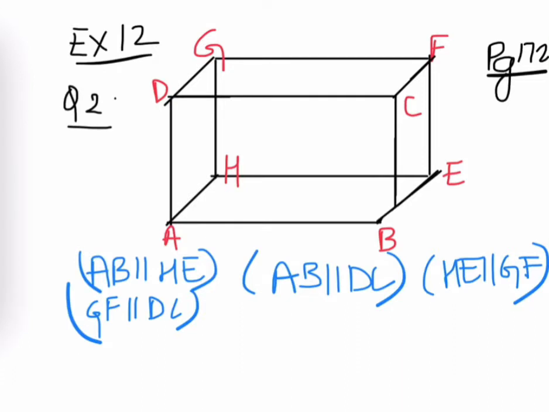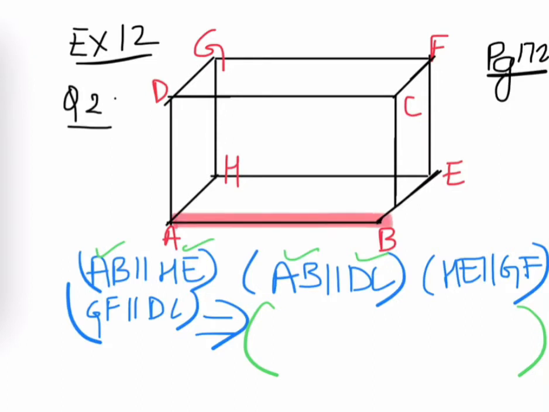So instead of writing like this, we can also write in a combined way. How can we write it in a combined way? See, if AB is parallel to HE and AB is also parallel to DC, that means all three lines are parallel to each other. That is, AB is parallel to DC, and DC and AB both are parallel to HE. So all these three lines are parallel to each other. Okay, so we can write that AB is parallel to HE is parallel to DC.